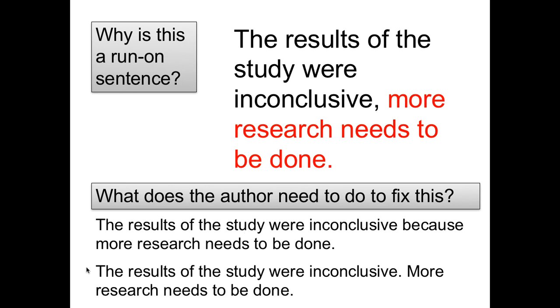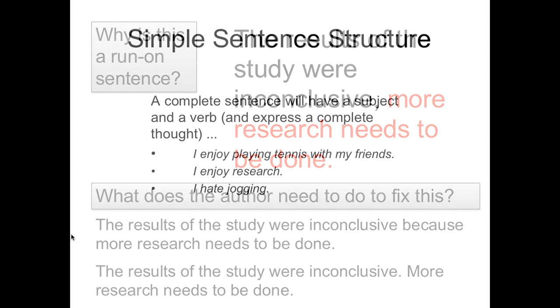You could take the other approach, which is to just chop it in two. The results of the study were inconclusive, and then a full stop. More research needs to be done. Again, two totally complete ideas that are separated. Although honestly, in academic advanced level English, as you may have seen in some of my other videos, this tends to be the preferred sentence structure. It's more fluent and just reads better and more smoothly. Let's take a look at some more examples.